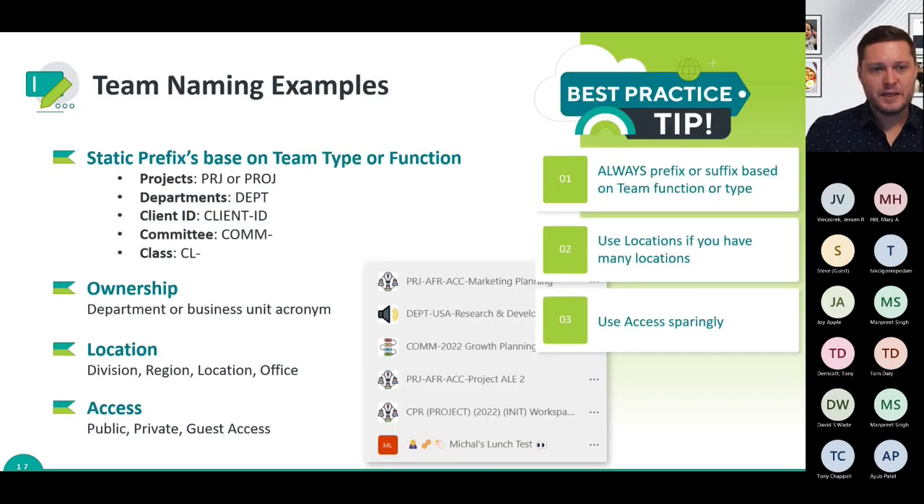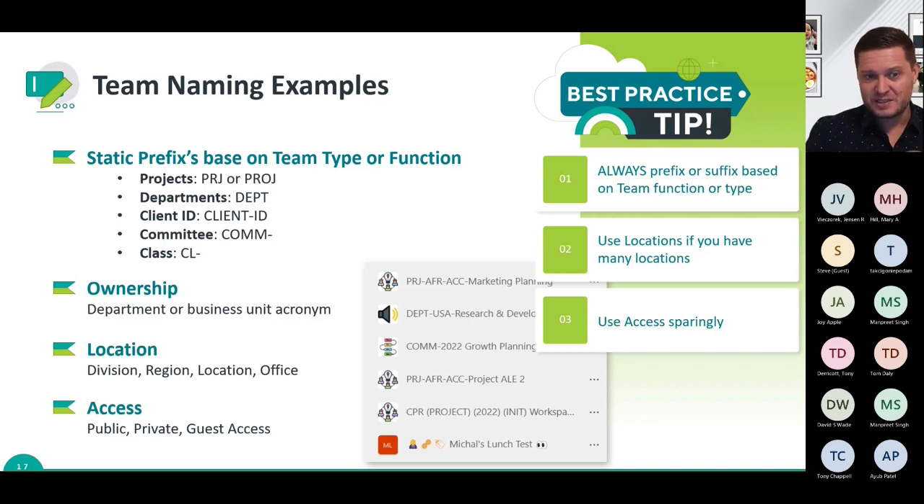So, some naming examples. One of the first things that we really like, probably the first thing, is static prefixes for teams or SharePoint sites based on the team type or function. For projects, it could be something like PRJ or PROJ. For department teams, it could be something like DEPT. For clients, having something like a client ID can be really useful. If you're running committees, having COMM also. And for class, if you're an educational institution, it could be class. So this can be really, really useful.